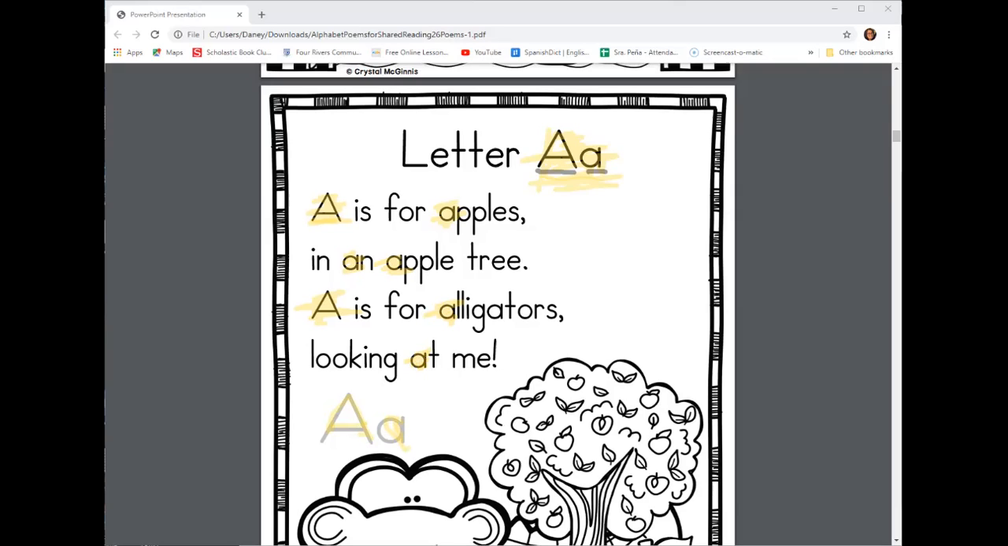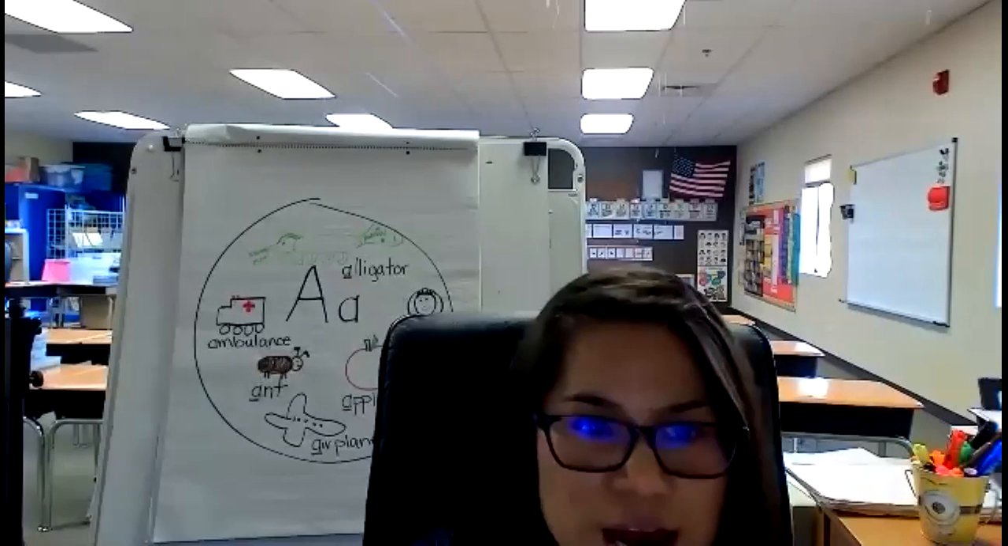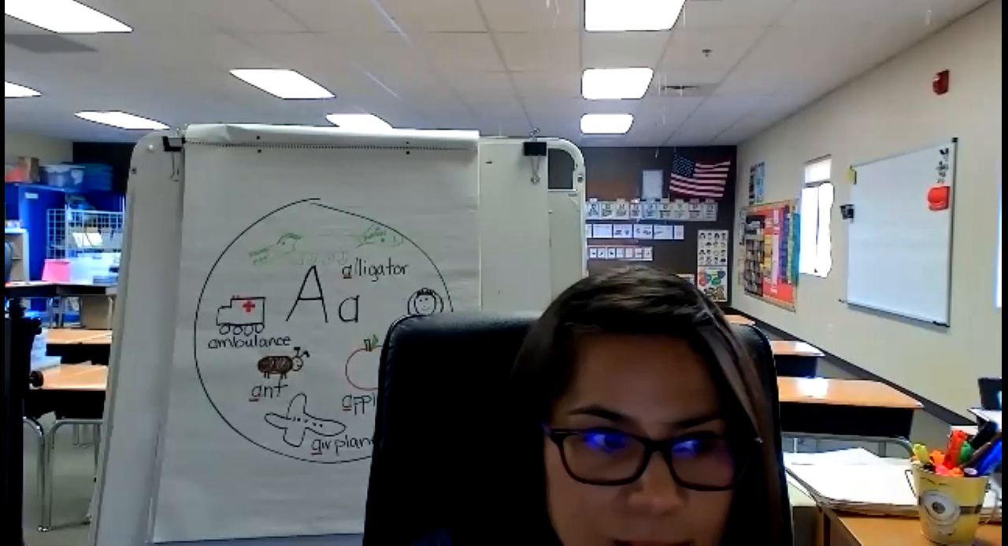And then I want you to also practice reading this with your parents, okay? A is for apples in an apple tree. A is for alligators looking at me, the letter A. Okay, so now go ahead and finish that. And then once you're done with that, go ahead and put it away. You can color it later. Now I'm going to share the other paper that you need to finish.